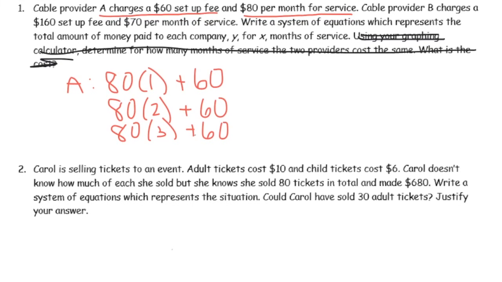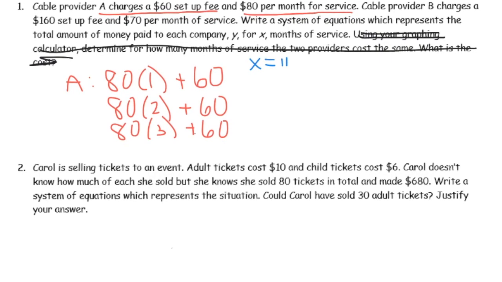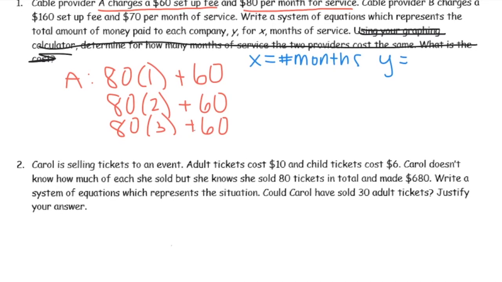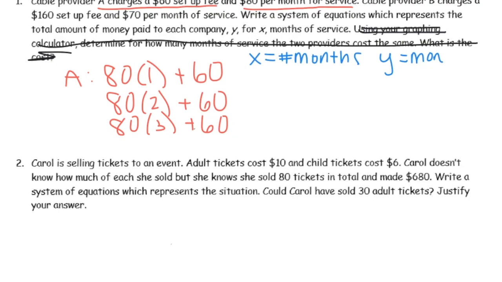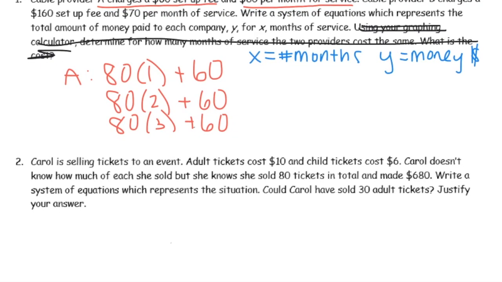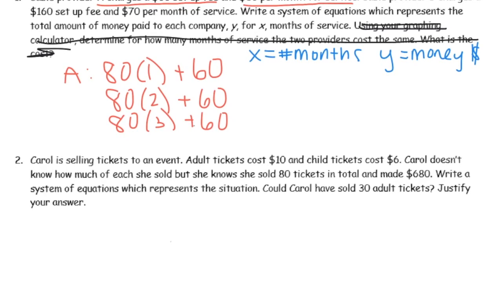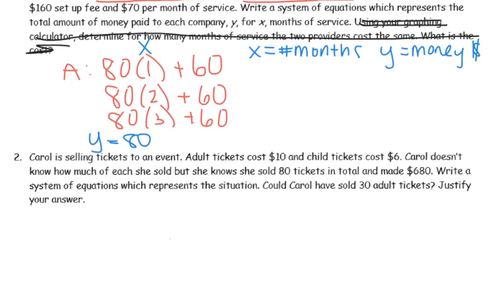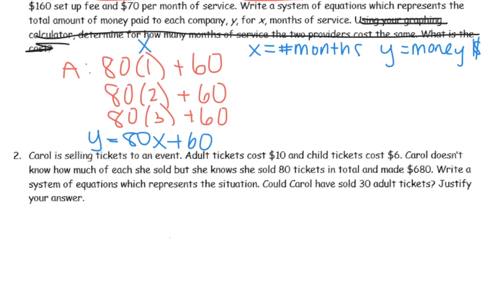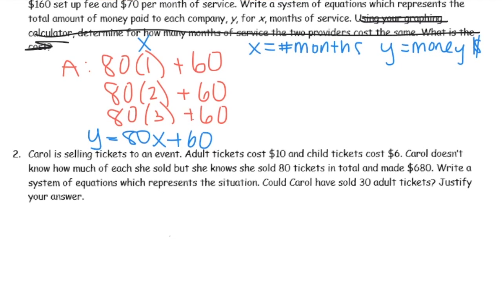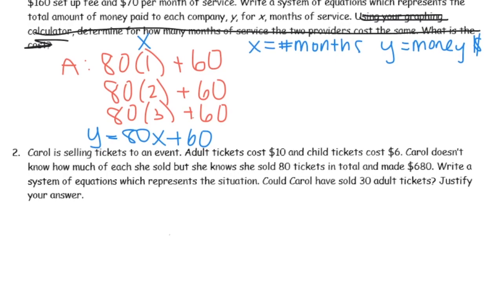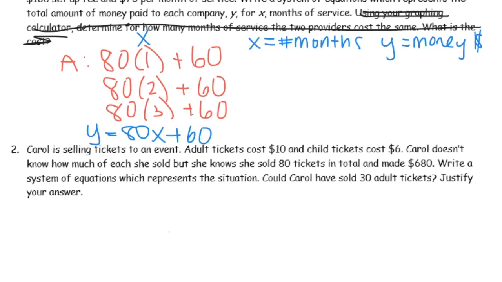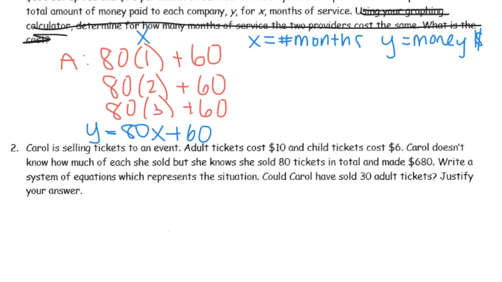Now, they said that X is the number of months and Y is the money paid, or the total money. Okay? So for company A, all that changed was the value for the months, so the cost, Y, is going to equal 80 times X plus 60. Does that make sense? So, recap. 60 is our y-intercept. It represents our setup fee. 80 is our slope. That is our recurring rate of change.